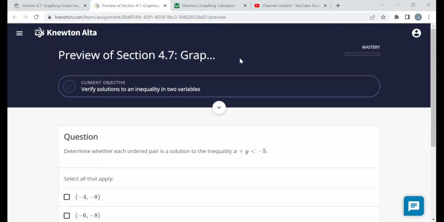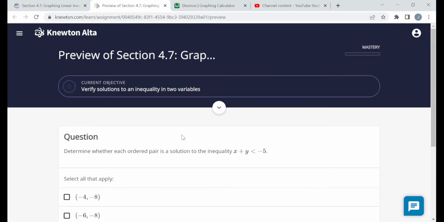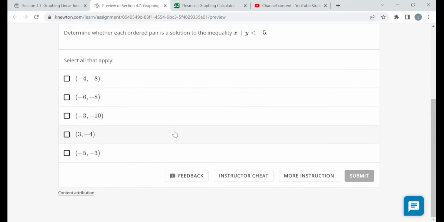on your own. Now on the assignment page you should be seeing the title, the mastery bar telling you how far along you've gotten, the objectives. It looks like there are 3 objectives in this assignment. Under the current objective, you should have a question related to that objective. And then at the bottom of every question, there should be a feedback button where you can send feedback to Knewton if you wish. You will not have this instructor cheat button.